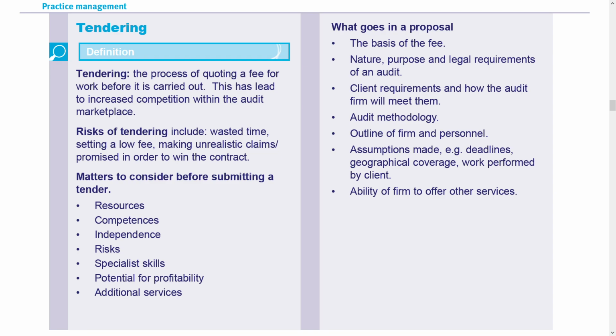Okay, but what are the matters that you have to consider before submitting a tender? You have to see whether you have the resources. Do you have the resources to perform that work? Competences, are you competent enough? Are you independent? Risk, what are the risks that you have to face? Specialized skills, if it is a very specialized skill, do you have those skills? For example, we did a question from the March-June 2021 paper only, question number 1 for 50 marks. There we followed this, that the auditor was performing an audit for a specialized service.